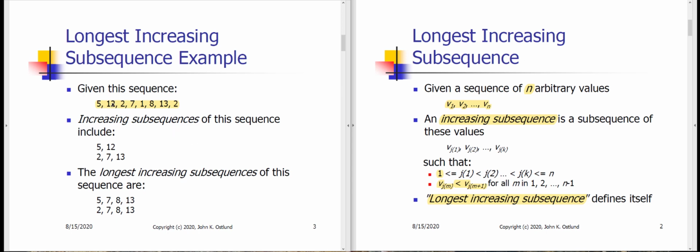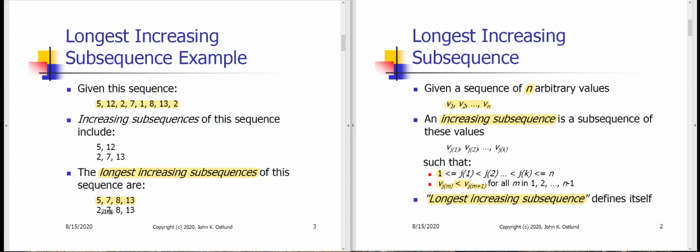Okay, so 5, 12 would be a trivial increasing subsequence. 5, 7, 8 would be another one. 7, 8, 13 would be another one, and so on. Now, the longest increasing subsequence, if we write down all of the possible subsequences in here where the values are progressively larger as we go through the sequence, we'll find out that the longest increasing subsequence we can get out of this is 4 long.